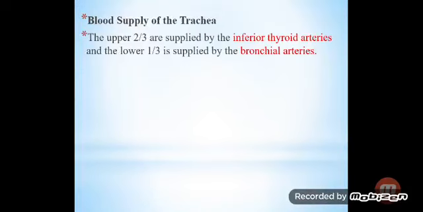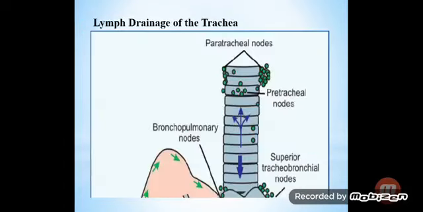What is the blood supply of the trachea? The upper 2/3 is different from the lower third of the trachea. The upper 2/3 is supplied by the inferior thyroid arteries, while the lower third is supplied by the bronchial arteries. So the upper 2/3 is different from the lower third.